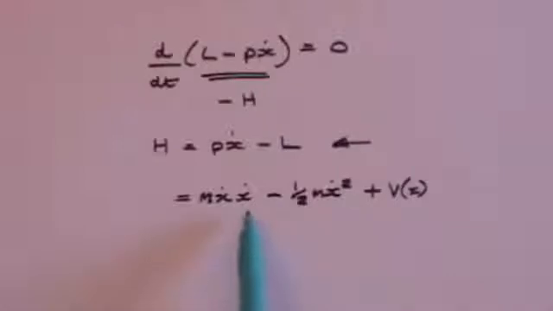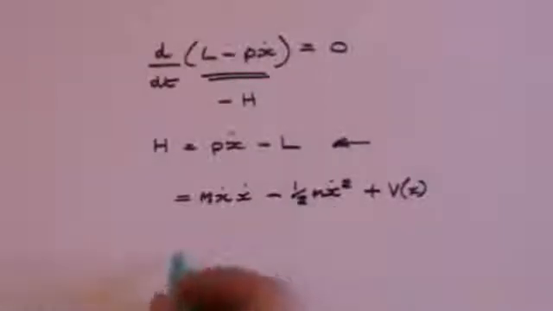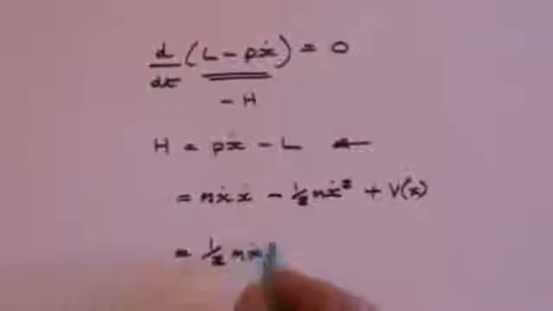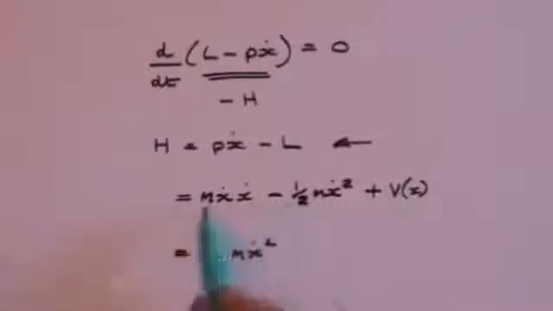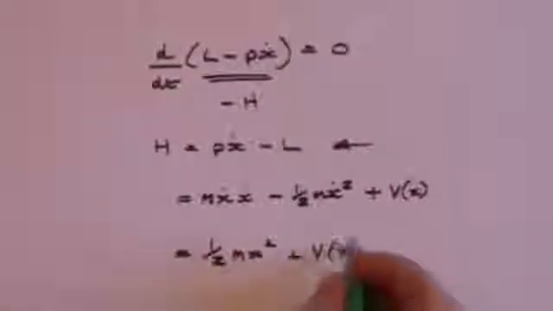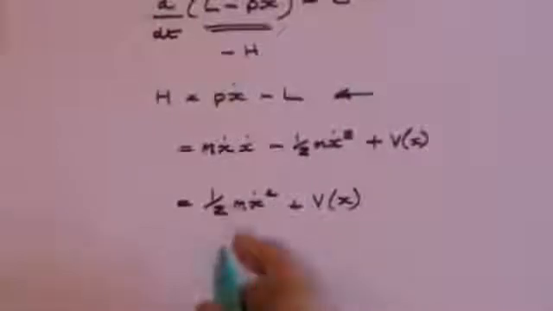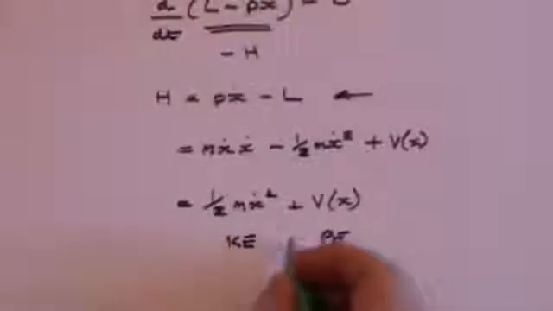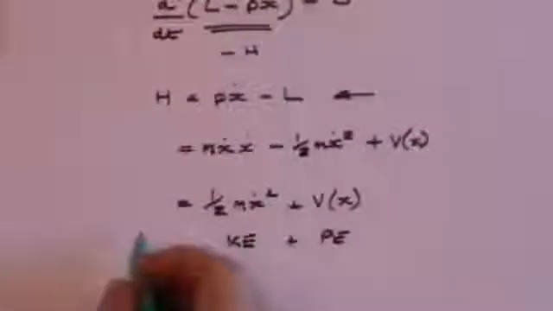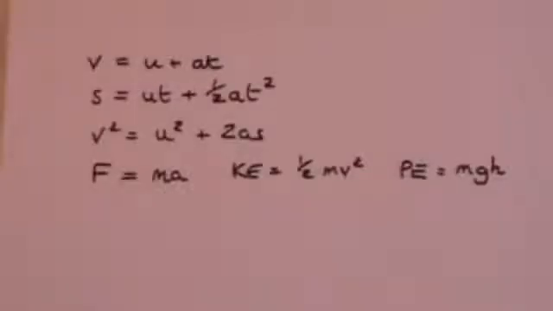So here we've got mx dot squared minus half mx dot squared. Well, that's a half mx dot squared, that's these two, plus Vx. But hang on a minute, this is kinetic energy, and this is potential energy, and we're adding the two together. So what we've shown is that the Hamiltonian is no more, no less than the total energy, kinetic energy plus potential energy. And again we've shown that that function is conserved. Those, I hope, are familiar formulae associated with Newtonian mechanics.